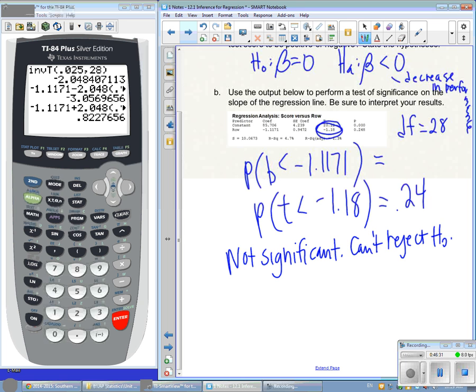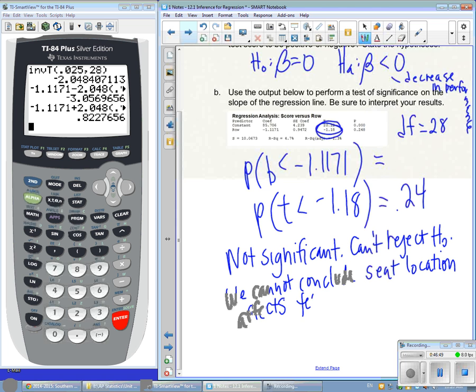And so what does that mean in terms of the problem? We cannot conclude what? Okay, that works for me. We cannot conclude that seat location affects test score. In fact, we probably want to be a little bit more specific because we were looking at a decrease. So we cannot conclude that seat location, let's say, decreases test scores. And that way we're referring back to our alternative hypothesis.